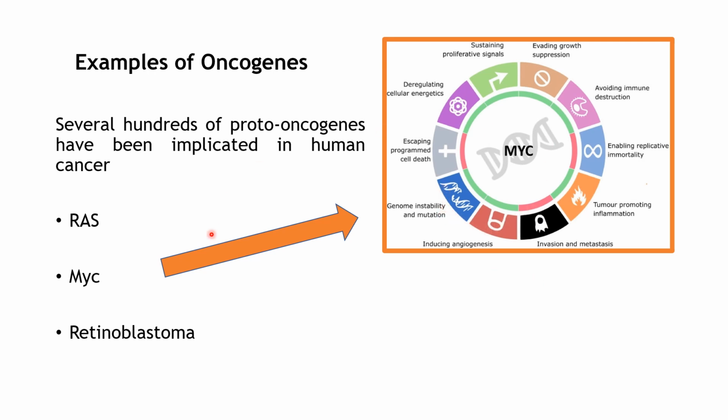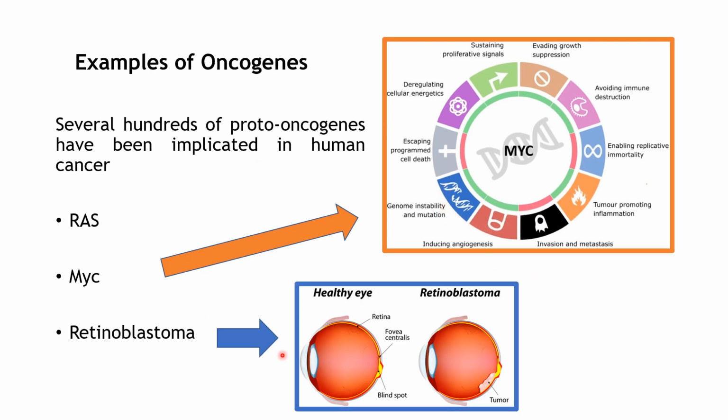So MYC is involved in many things, and retinoblastoma was found because it caused a disease in the retina. People with mutations will have very particular abnormalities in the eyes. We will talk more about that. Now I'm going to show you the video about RAS, which I think is one of the most important that you need to know.